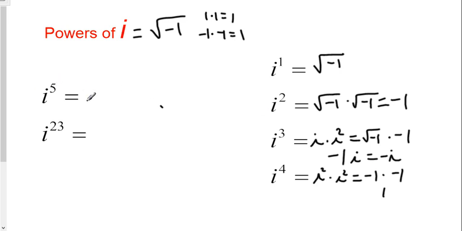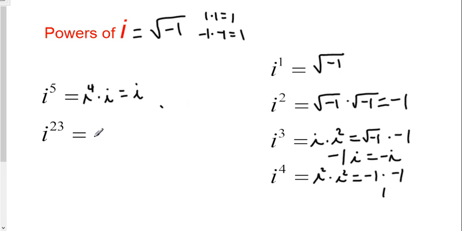I to the fifth. Well, I to the fifth is I to the fourth times I, and I to the fourth, we just learned, is 1. 1 times I is I, or the square root of negative 1.